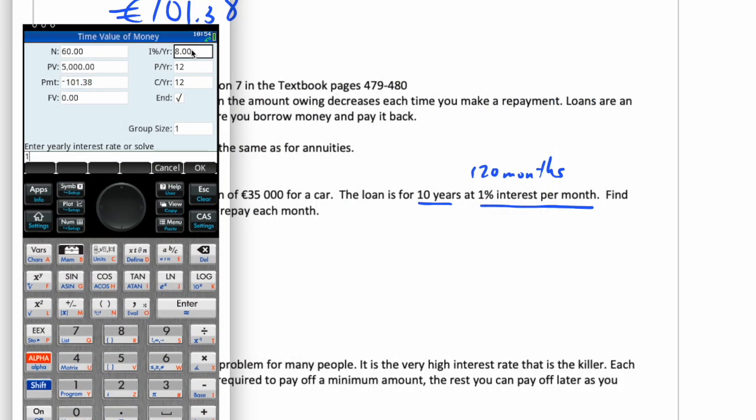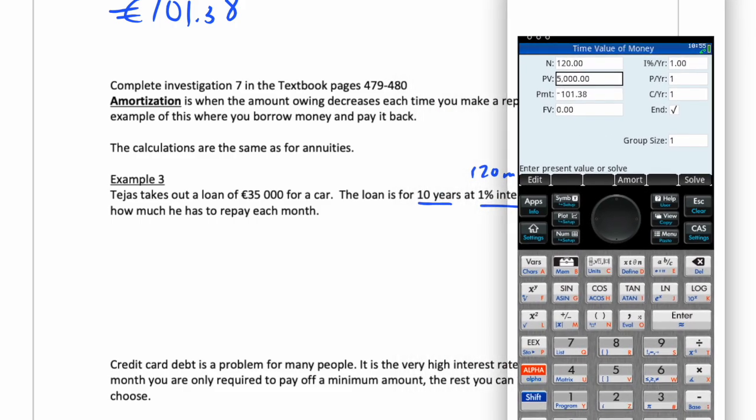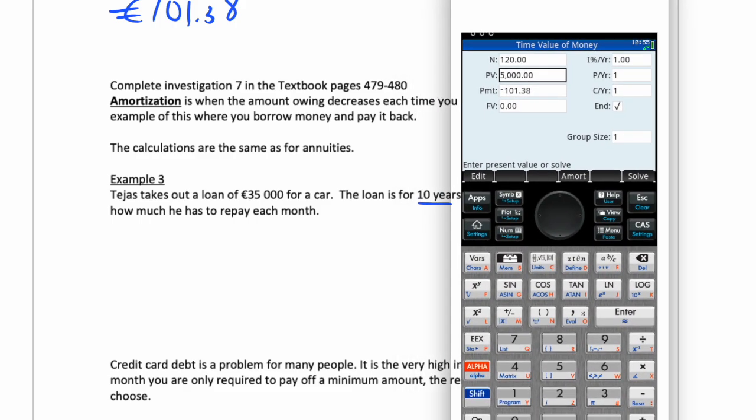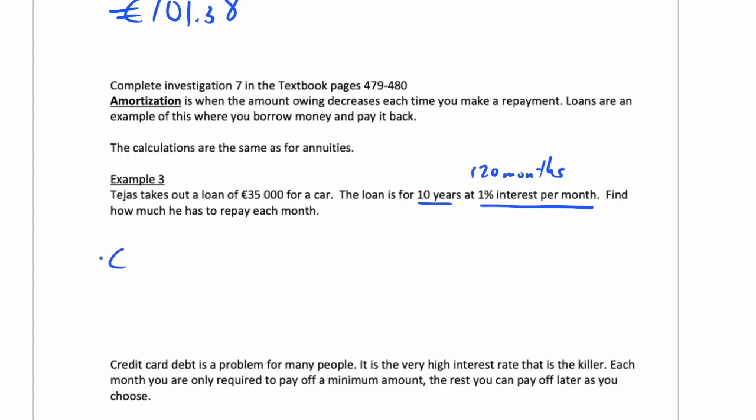I'm going to type the 1% into the interest rate. So think of all this as per month now. It's 1 payment per month, compounded once per month. It's 120 months. And the present value, you take out a loan for a car, then you have to pay in every month. So those are going to be negative payments. So I'm just going to put in 35,000 here. And future value again is 0, and I think everything's set up to just click solve, and we get €502.15.